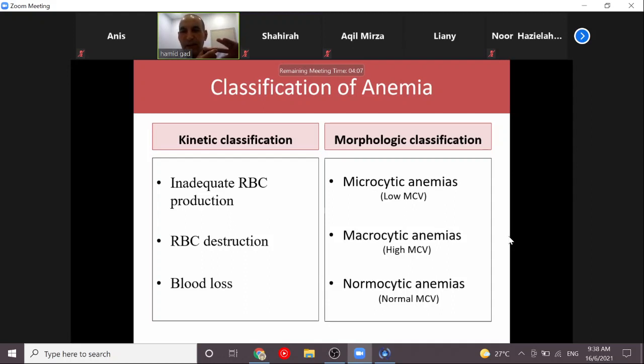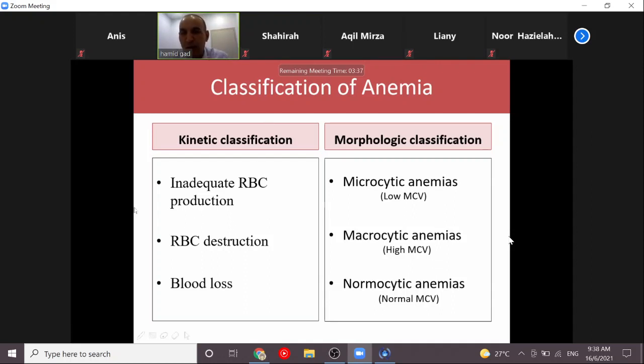B12. Vitamin B12. So we need bone marrow, we need iron, we need vitamin B12. If vitamin B12 is decreased, we also cannot produce red blood cells. So there is deficiency. What else? Folic acid, we need folic acid. So it cannot be produced if there is no folic acid.